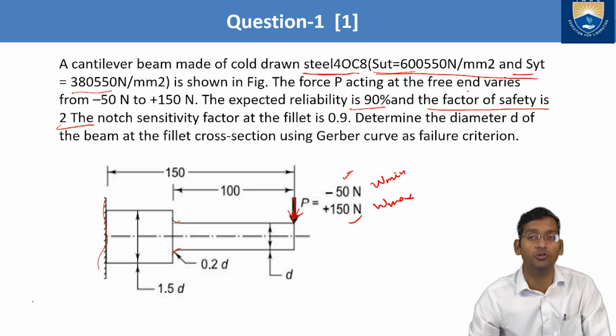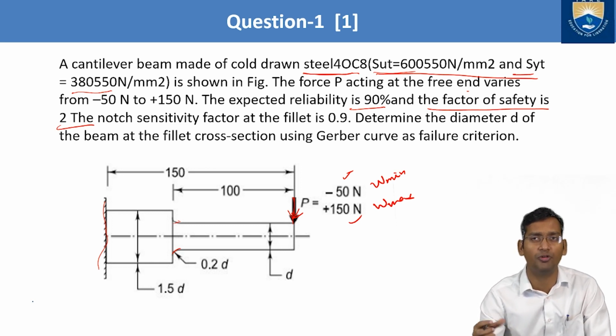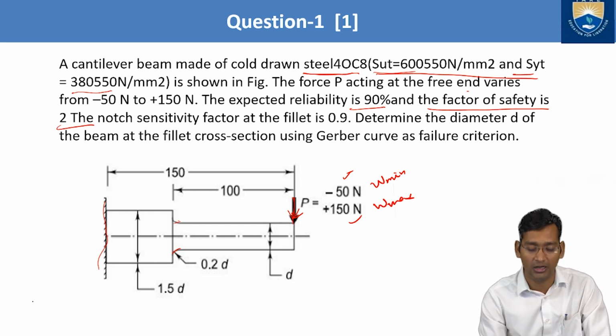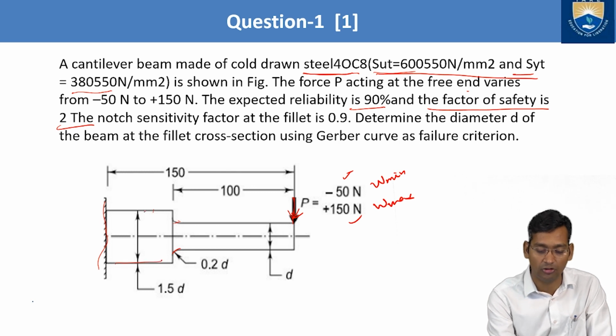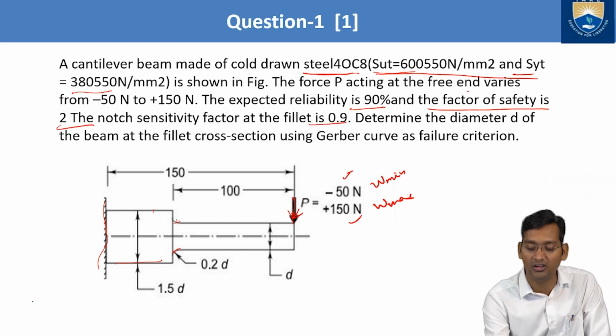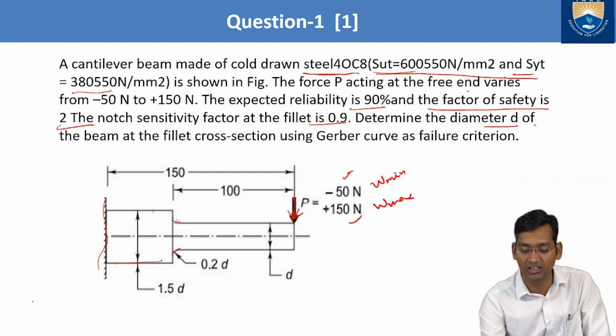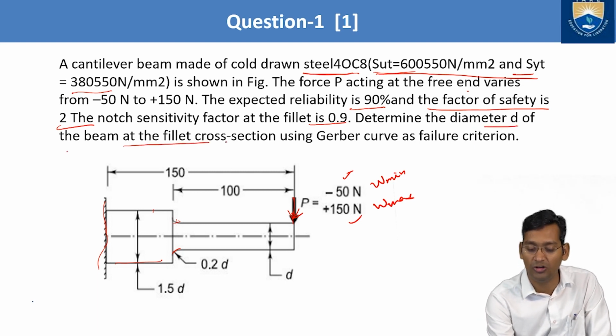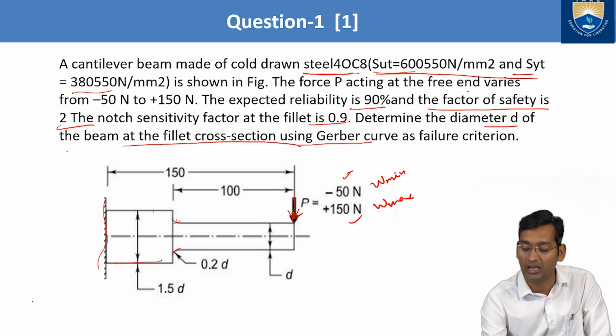What we did in the first video, the notch factor was not there. Then the whole uniform cross section was there. But here, up to this point a different cross section is there, that is 1.5 D, and here the cross section is different. So that's why the notch factor is given. Then determine the diameter D of the beam at the fillet cross section using Gerber's curve.